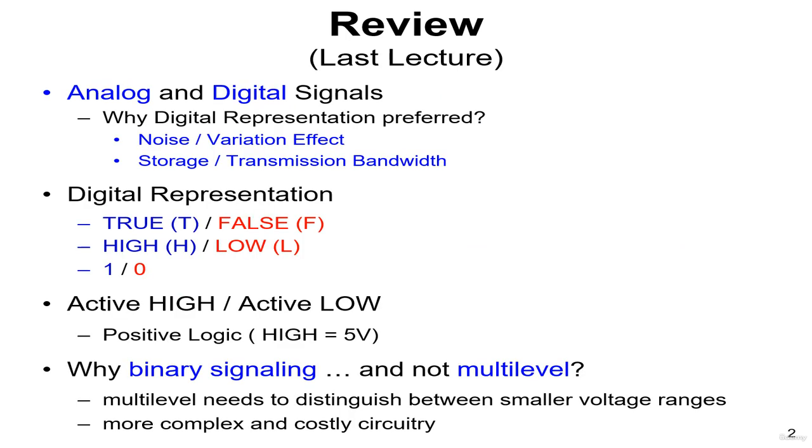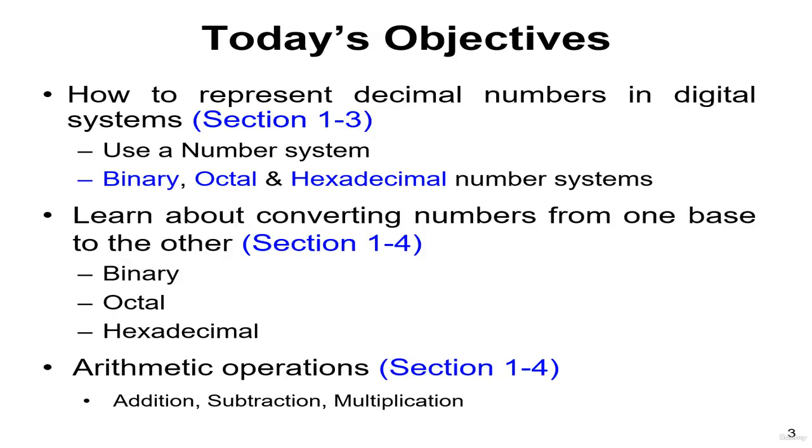In the previous lecture, we studied analog and digital signals, different representations of digital signals, active high and low logic, and binary versus multi-level signaling. In today's lecture, we will study different number systems, conversion of numbers from one number system to another, and how to perform various arithmetic operations in different number systems.